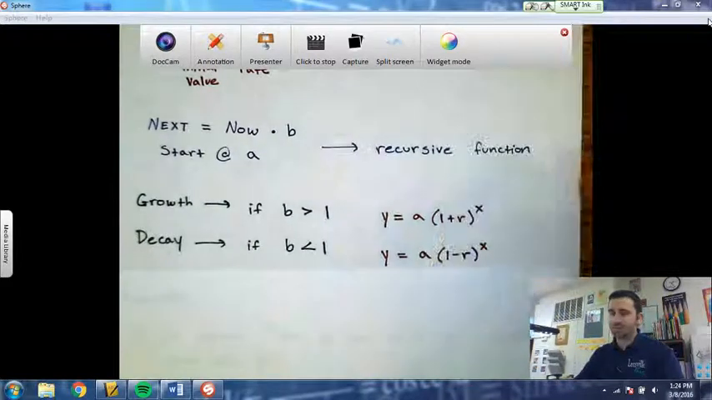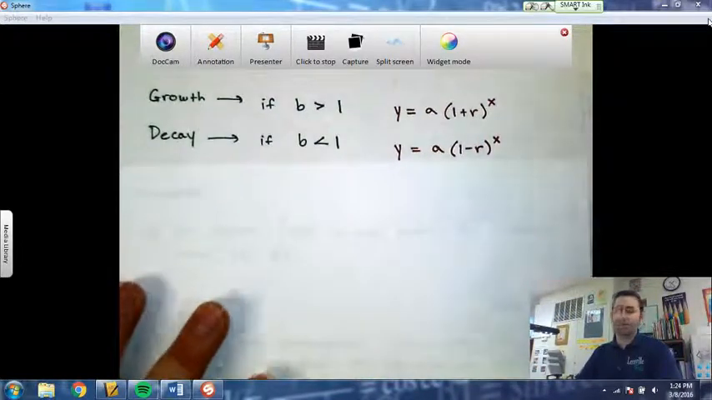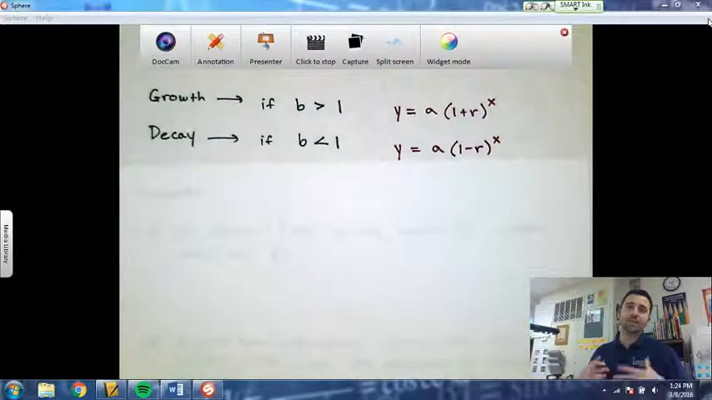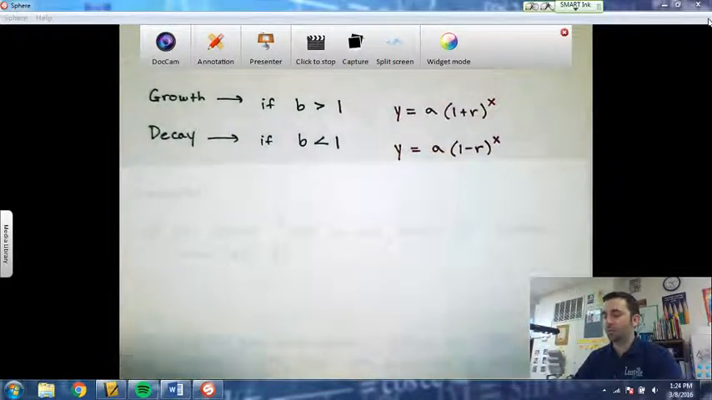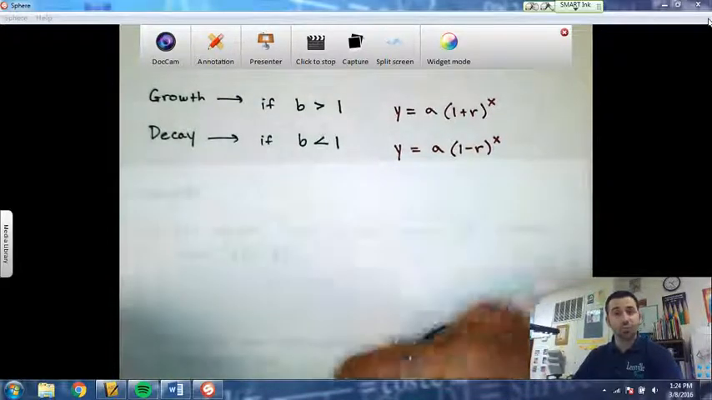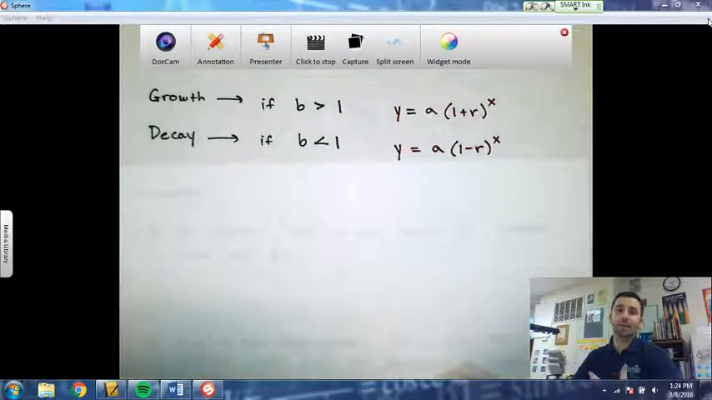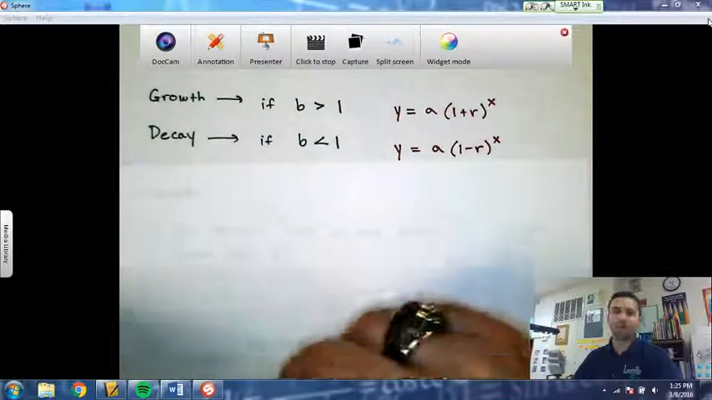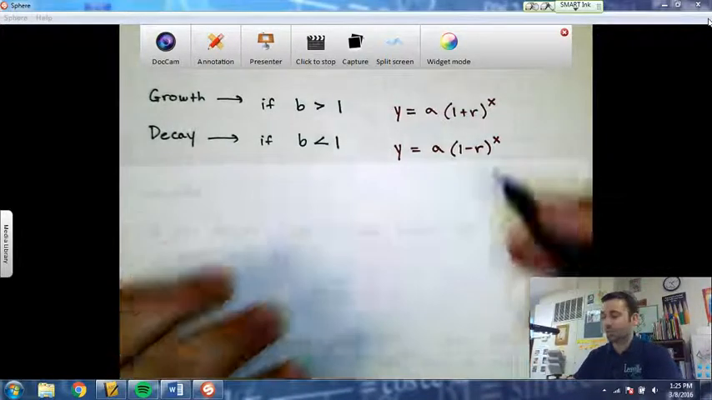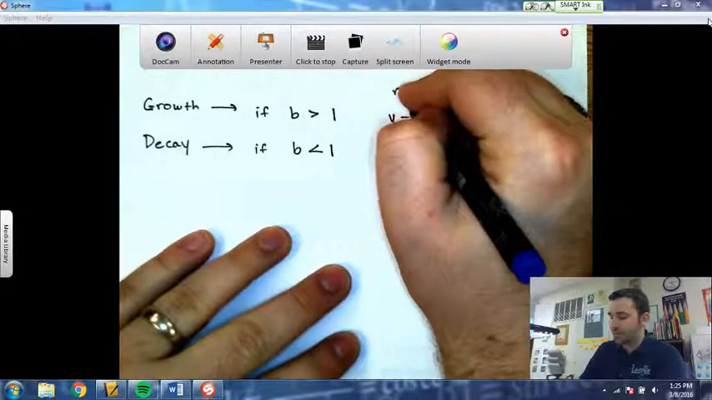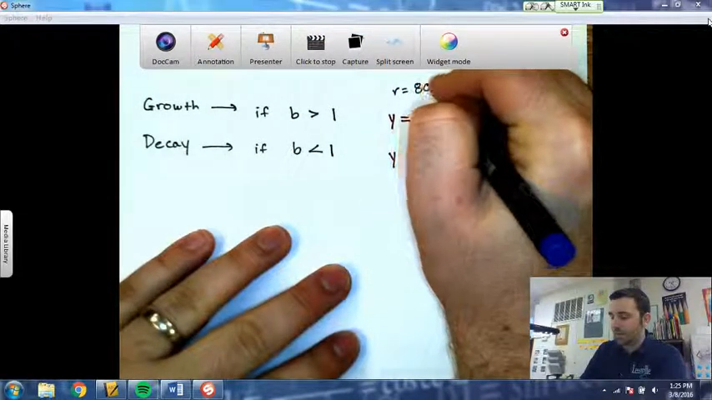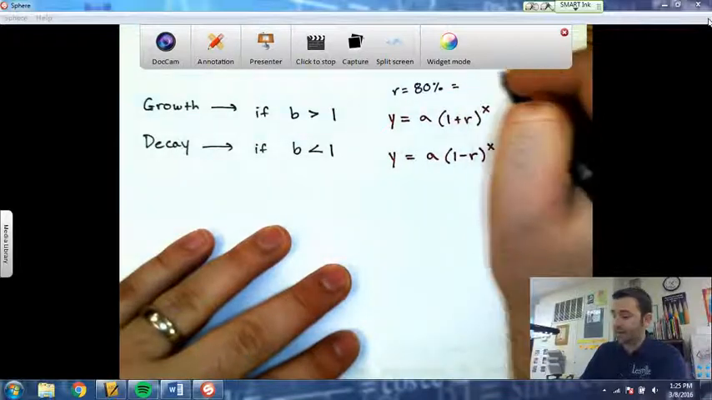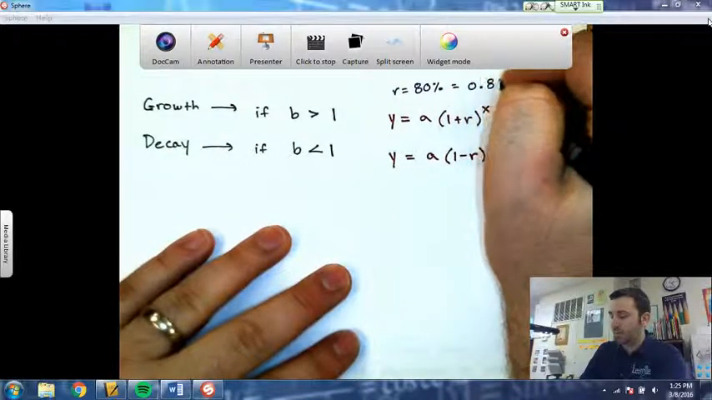So it's also important to note that whatever your rate is going to tell you whether I'm growing exponentially or decaying exponentially. So am I gaining value, appreciating, or am I losing value or depreciating? So if your rate, or the b, is greater than 1, then I am increasing. So it's important to know that a lot of times rates are going to be in percentages. In percentages, for instance, a rate of 80% could be simplified as a decimal as 0.8.